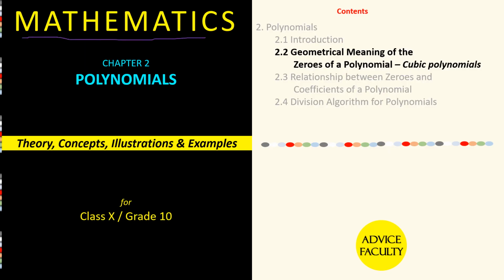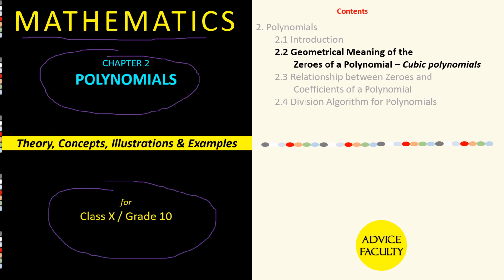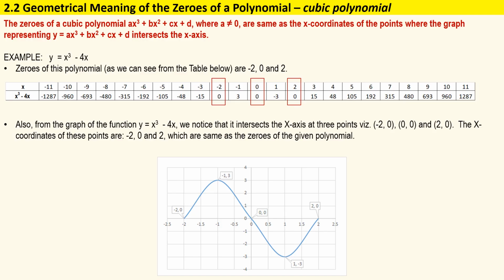Welcome to this session on Mathematics, Chapter 2 Polynomials for Class 10 or Grade 10. We are covering Section 2.2 Geometrical Meaning of the Zeros of a Polynomial, and in this section we shall be covering cubic polynomials. Geometrical meaning of the zeros of a polynomial which is of cubic type, that is, a cubic polynomial.